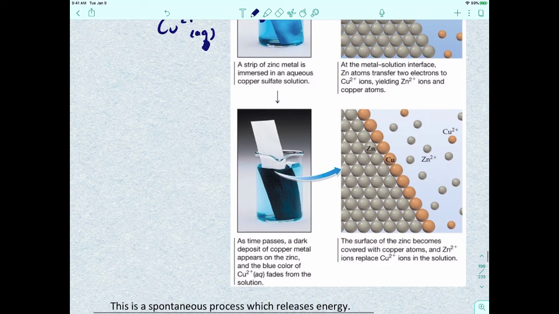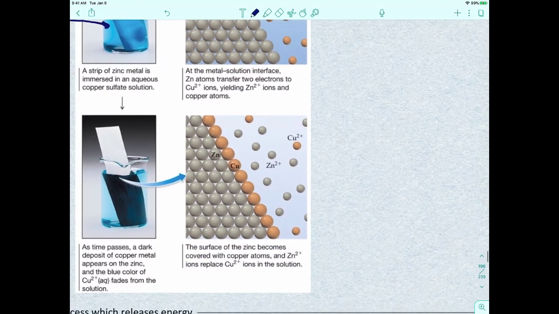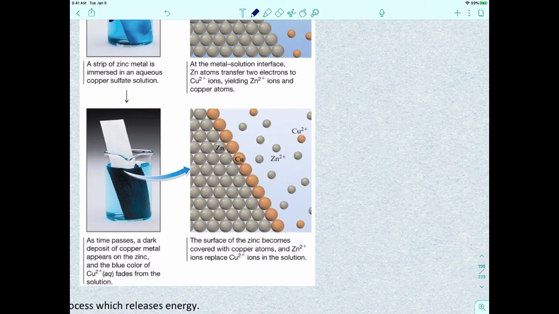So what's really going on in this process? If we take a look at the molecular level or the atomic level, you've got zinc metal, and these gray balls right here are the zinc atoms. When a copper 2+ ion hits the surface of the metal, the two valence electrons from the zinc metal are transferred to the copper 2+ ion. Eventually, the copper becomes deposited on the surface of the metal, and the zinc atoms that were on that surface are now in solution.